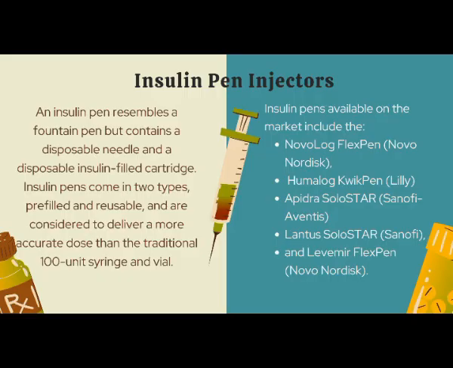Insulin pen injectors resemble a fountain pen but contain a disposable needle and disposable insulin fill cartridge. Insulin pens come in two types, which are pre-filled and reusable, and are considered to deliver a more accurate dose than a traditional 100-unit syringe and vial.